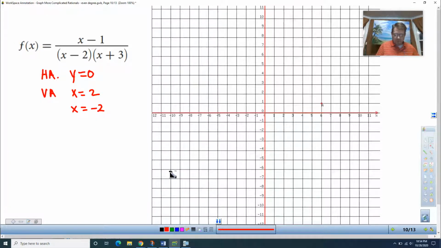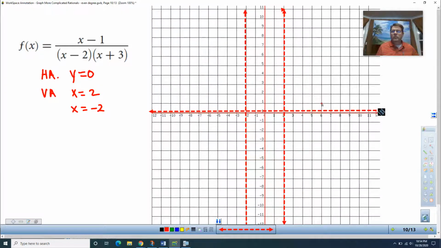Let's go to our line tool here. So we got positive 2 and negative 2 and then 0. All right, so there's our asymptotes, and now you go plot points.